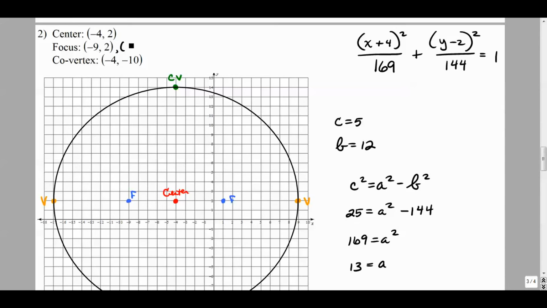You can fill in the rest of this, right? Your other focus is at 1, 2. Your other co-vertex is at -4, 14. If you wanted to write in your vertices as well, you would say 9, 2 and -17, 2. So there you have it.